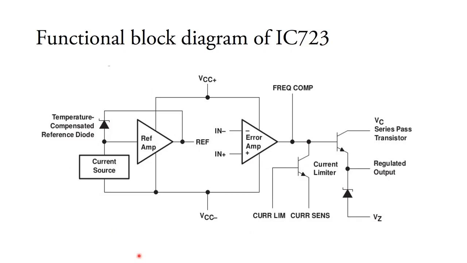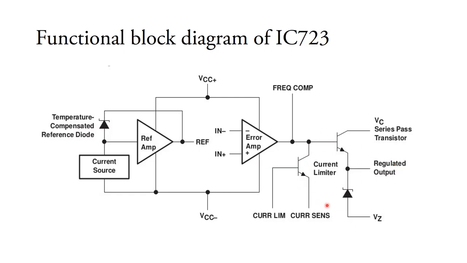The voltage reference amplifier provides a constant 7.15 volt, provided by a Zener diode. Due to the presence of the current source, the Zener diode operates in reverse bias and provides a constant reference voltage of 7.15. It is connected to the non-inverting input of the error amplifier. The inverting input will be connected to the output voltage V0. It compares the two signals and provides the difference as an error signal. The error signal controls the series pass transistor to maintain a constant output voltage.